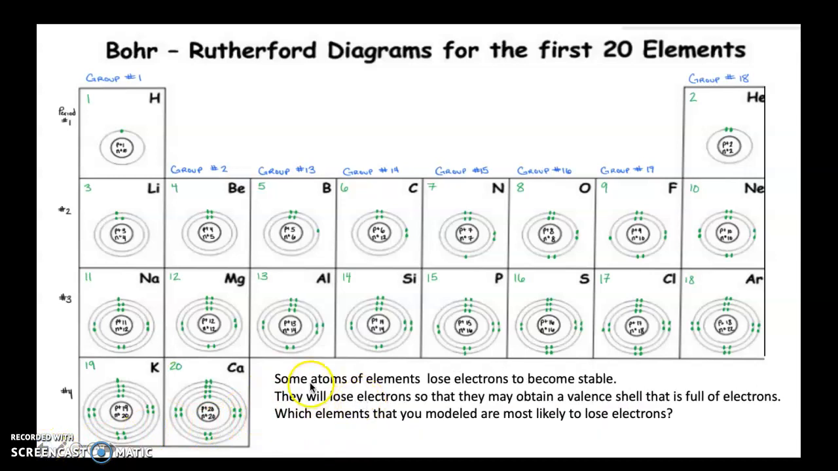So we're looking at this question. Some atoms of elements lose electrons to become stable. They lose electrons so that they get a full valence shell. What elements that you modeled are most likely to lose electrons?